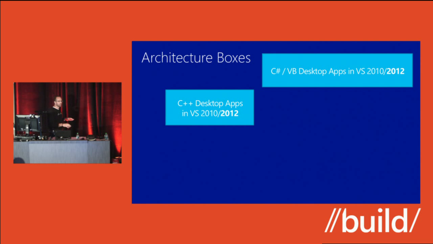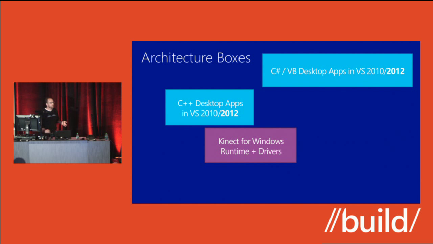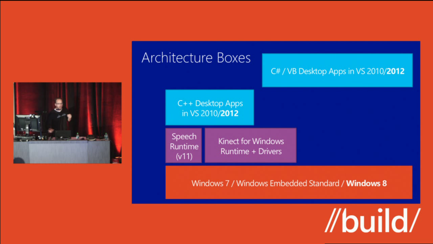We support C++ and managed applications. We now support Visual Studio 2012 or 2010 with our latest update last month, October of 2012, when we released version 1.6. When you build a C++ application, you depend on the Kinect for Windows runtime and drivers. Your application should chain install the Kinect for Windows runtime, which will also install the speech runtime for your speech capabilities. And we run on Windows 7, Windows Embedded Standard, and Windows 8, now with last month's release.